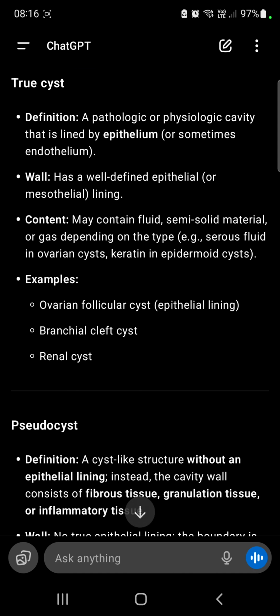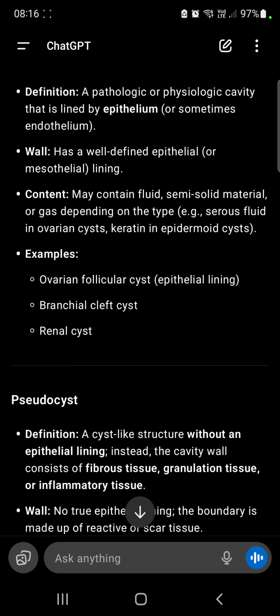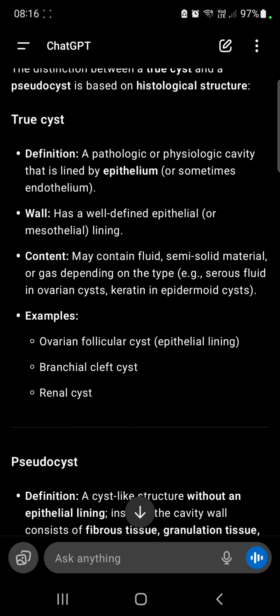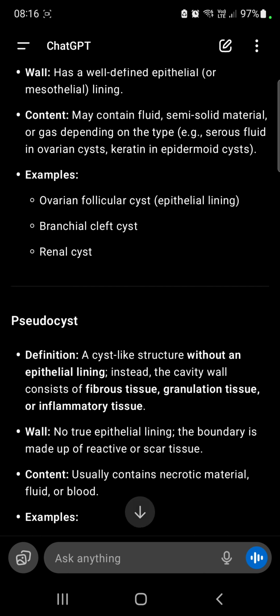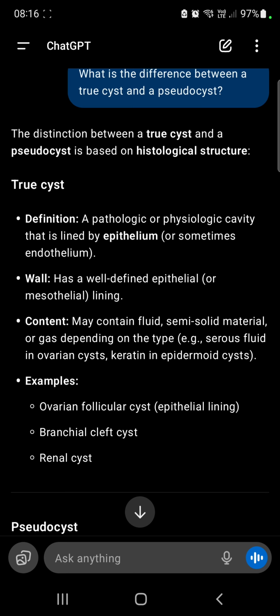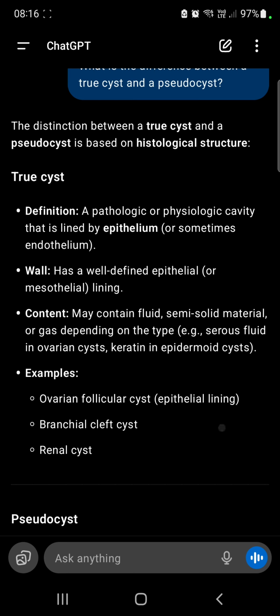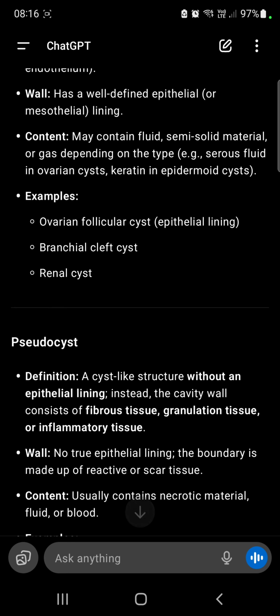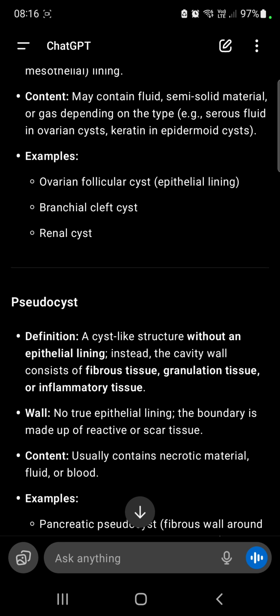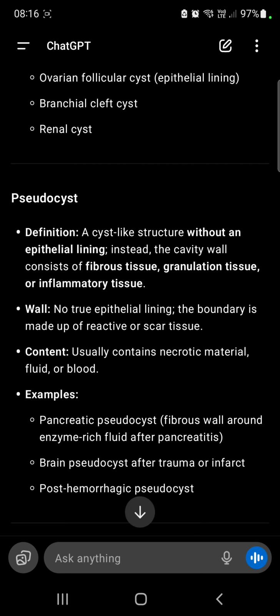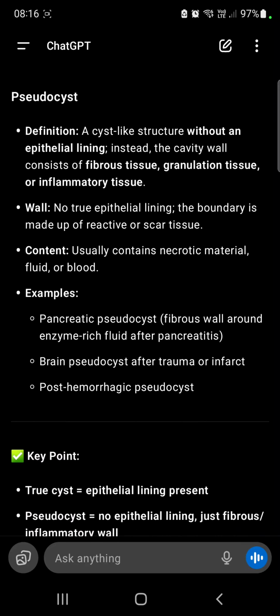You can see that it may be, for example, serous, maybe fluid, maybe gas, but the wall is a real wall with epithelial lining. This is a true cyst. For example, a mucinous cyst in the pancreas, an ovarian follicular cyst, a branchial cleft cyst. Now, it may undergo malignant transformation in some cases, but not must undergo malignant transformation. But this is one of the main problems of a true cyst.